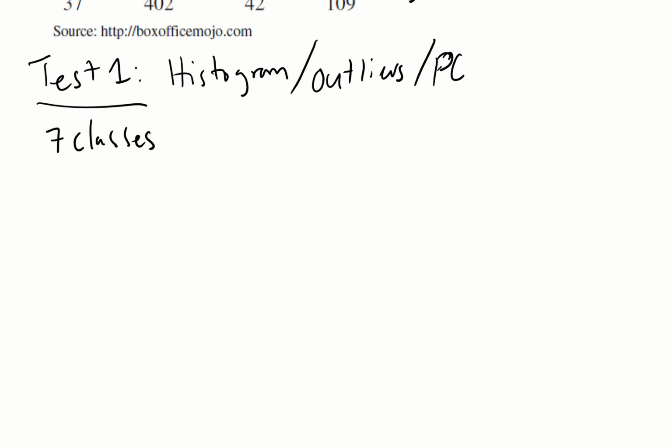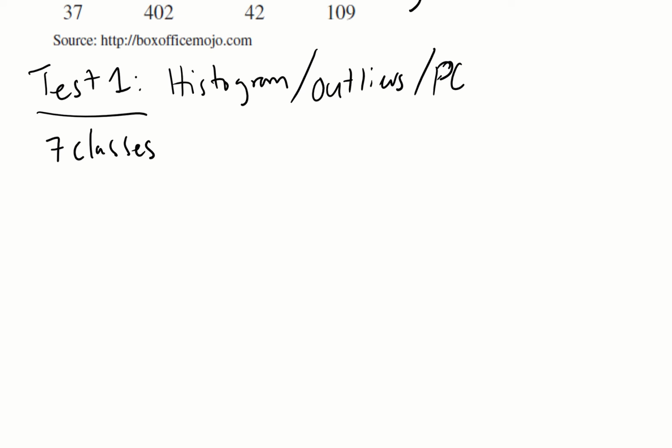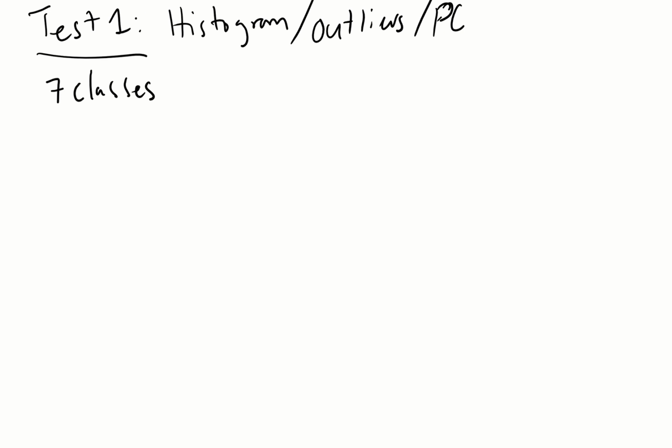Remember that you can choose a minimum of 5 classes. I'm going to choose 7, just random. You can choose 5, 6, 7, 8, whatever. Based on the number of classes, your histogram might change slightly. Sometimes it might be hard to tell what shape it is. Sometimes it's not. This is why we have the outliers and the Pearson coefficient as backup to help us with our conclusions. So don't worry too much about that.